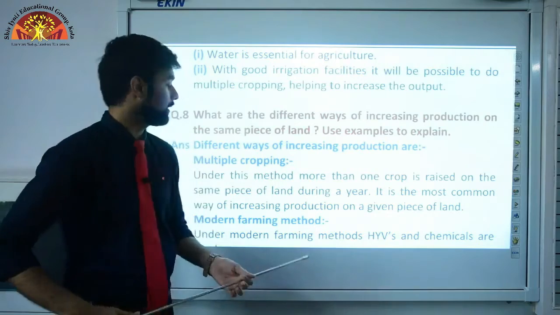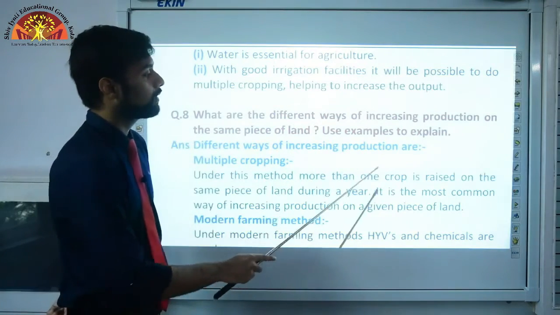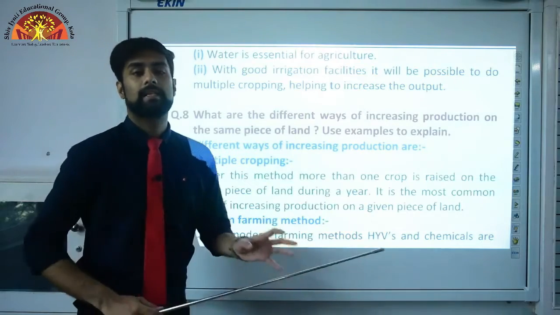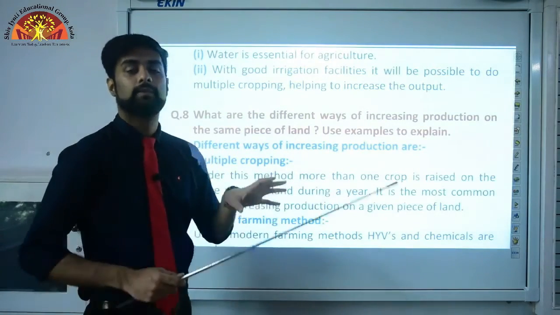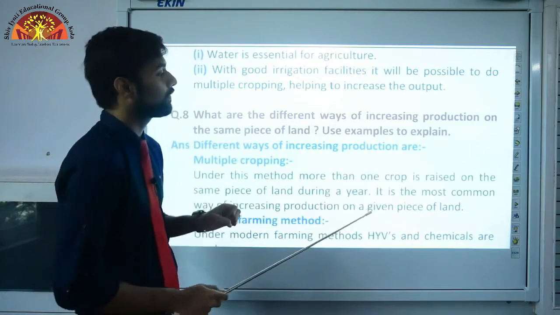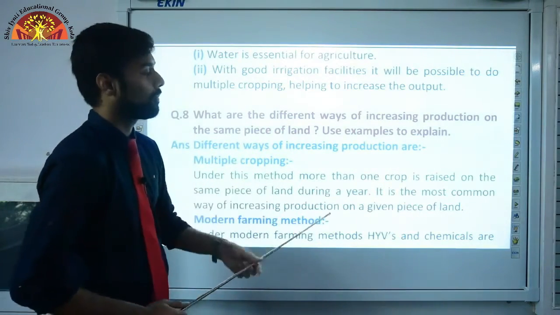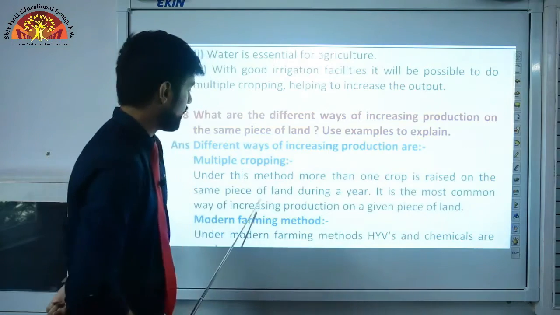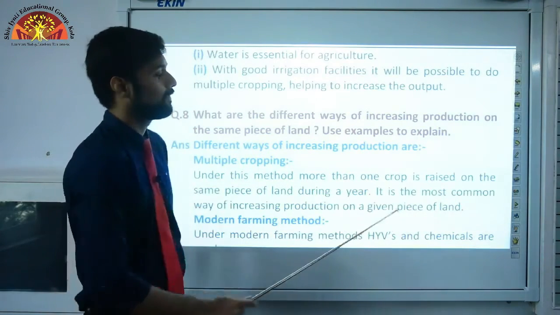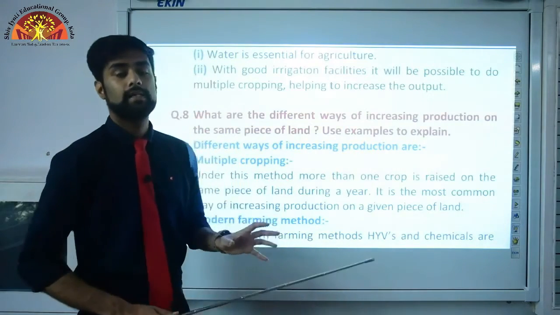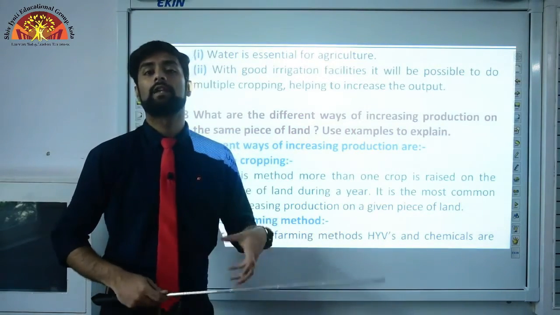What is multiple cropping? Under this method, more than one crop is raised on the same piece of land during a year. Means साल भर में एक ही ज़मीन पे there is one single piece of land and on that piece of land I am raising more than one crop. That is called multiple cropping. It is the most common way of increasing production on a given piece of land. Usually farmers engage in this activity. What they do is on a given piece of land they sow more than one crop. Okay.